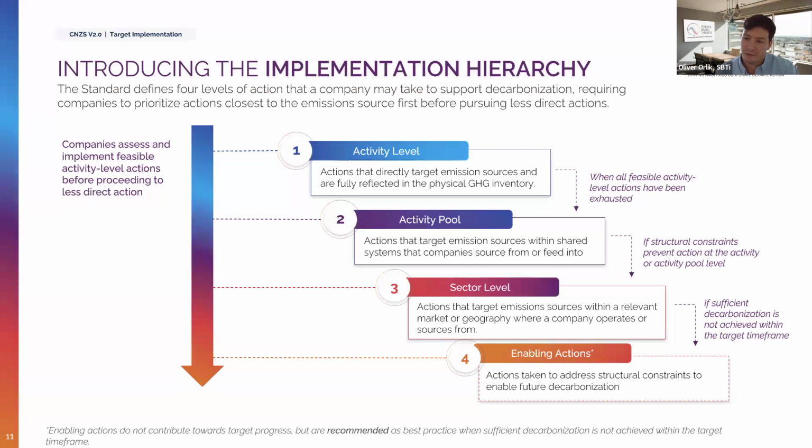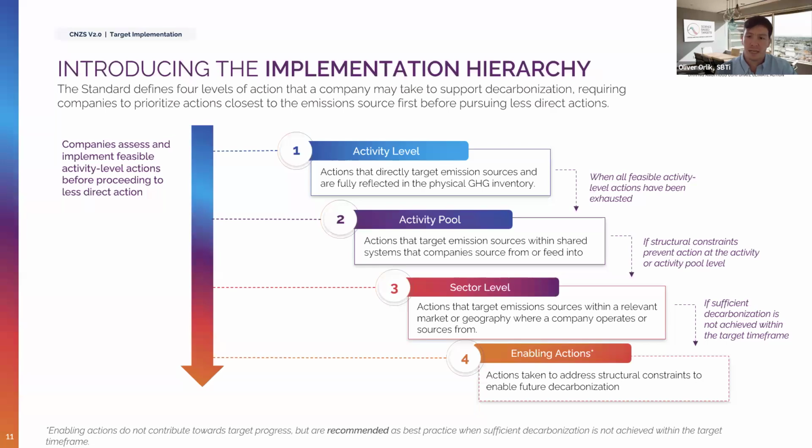And then finally, if there are no feasible options available at the activity pool or sector level, then that proves there's no feasible options for decarbonisation. So we want companies to invest in enabling actions, which are actions that address the structural constraints to enable future decarbonisation. This would be investing in innovations, for example, and technologies ahead of their delivery of decarbonisation levers. And these wouldn't have any value towards your target progress, but these are really important and required for us to meet net zero across every single industry and market.